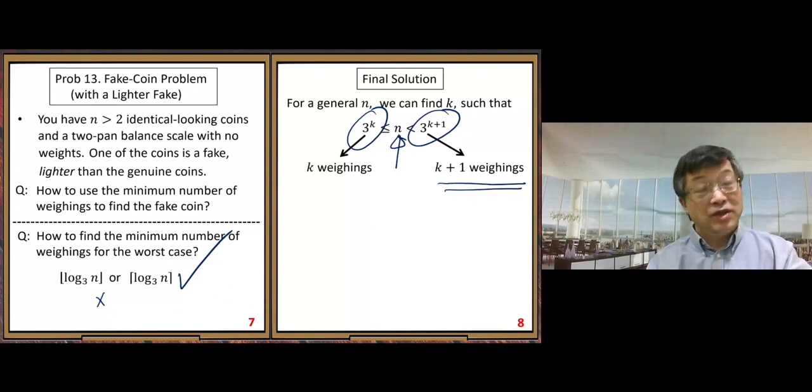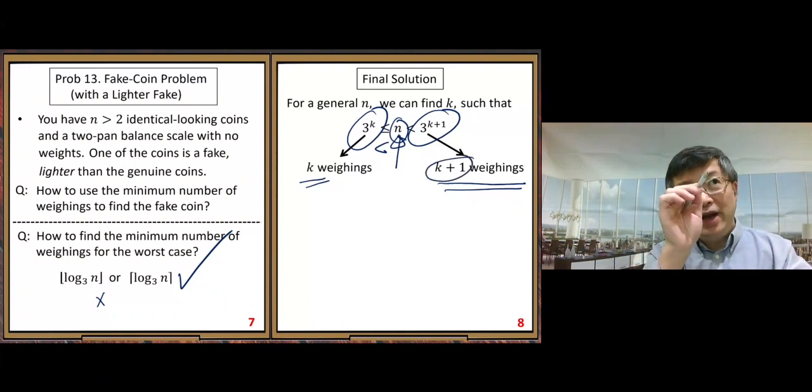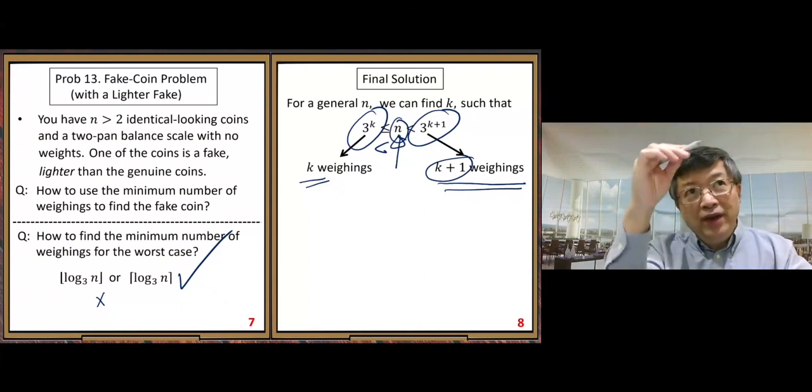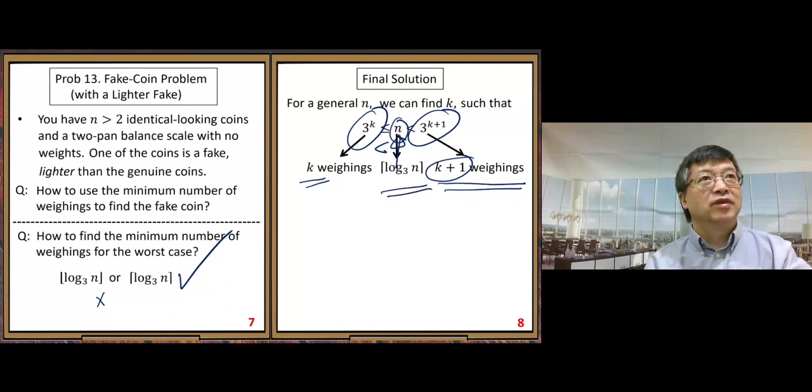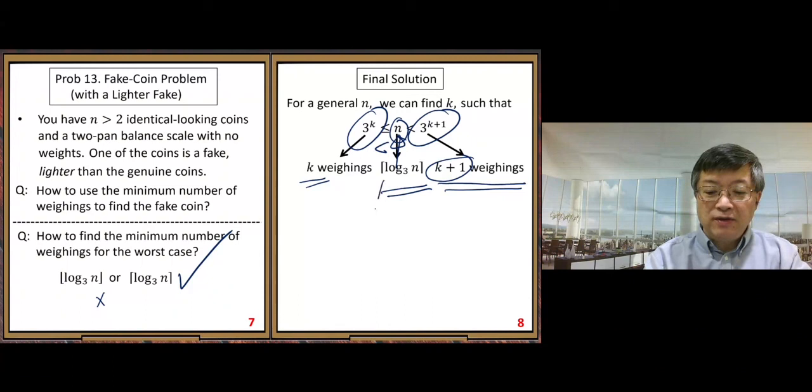Which one is the reasonable one? You can think about it: if n is greater than 3 to the kth, that number, k weighings is not enough, because it is more than that number. So k weighings is not enough. So you need k plus 1 weighings. Rounded up. So that is the ceiling function. To do rounded up, you need to use the ceiling version. So that is the final answer.